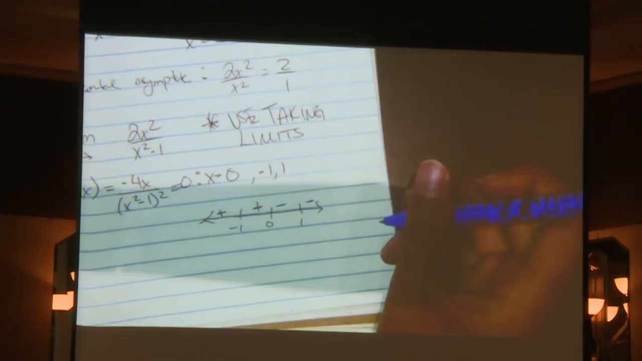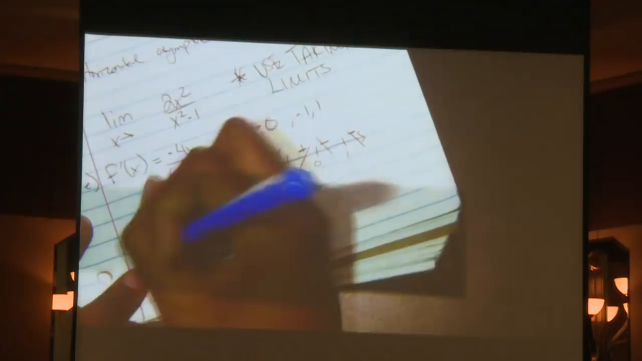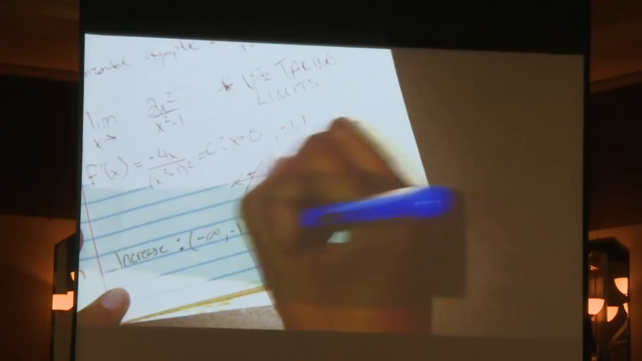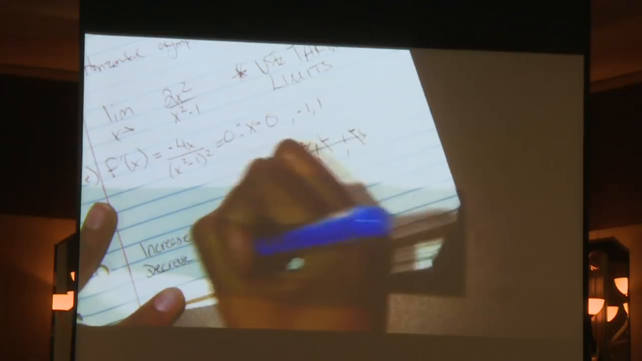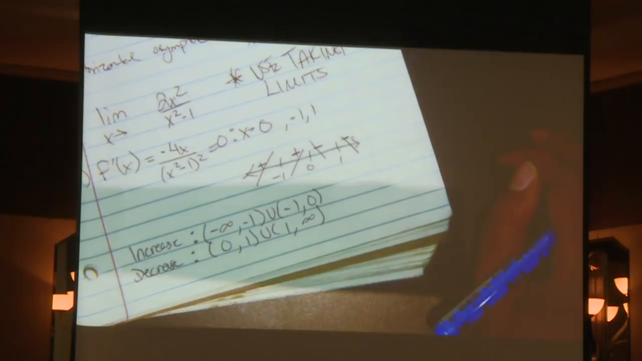So it's this. Increasing here, decreasing here, decreasing here. See that? All right. So my intervals of increase: negative infinity to negative 1 union, because I can't include my negative 1, negative 1 to 0. Decrease is going to be 0 to 1 union, 1 to infinity. Clear? All right.